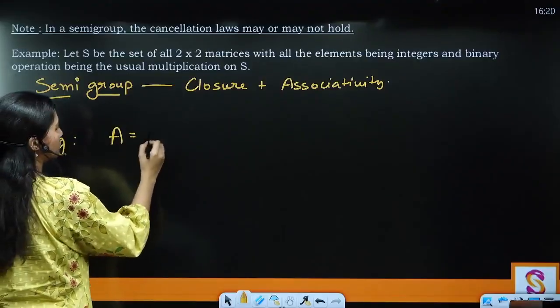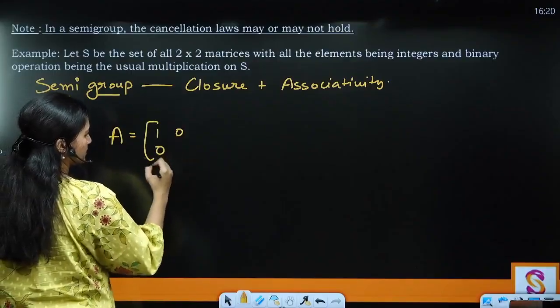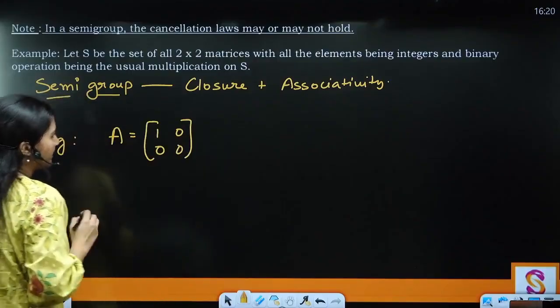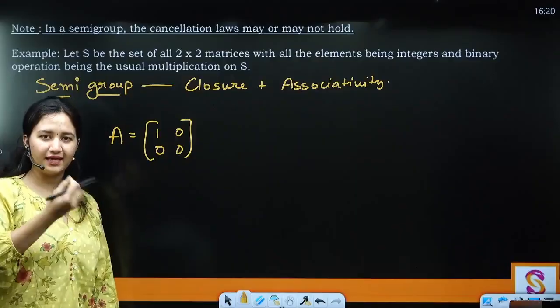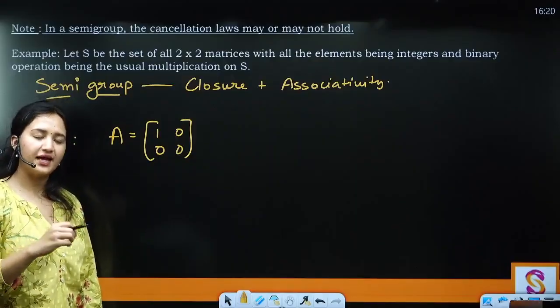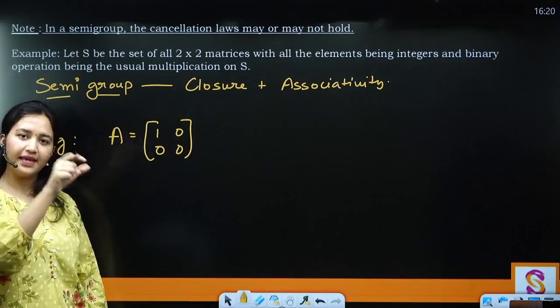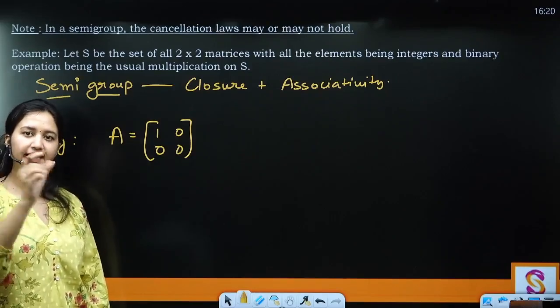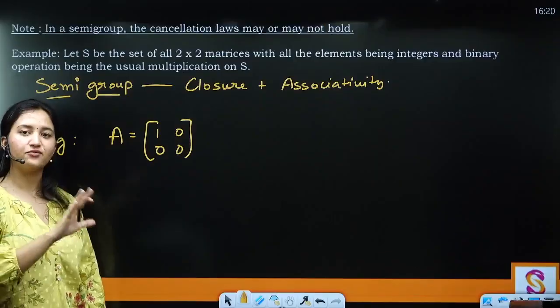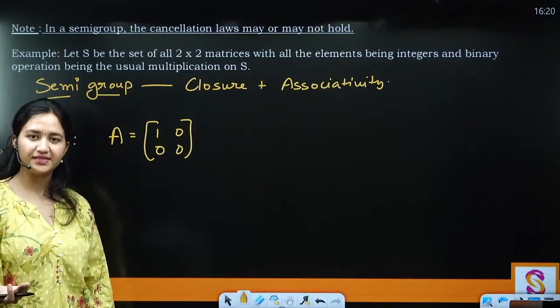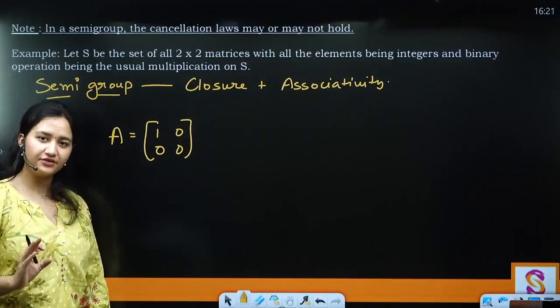Let's say A equals 1 0 0 0. I'm trying to take the values in such a manner that AB equals AC, and that equation is going to hold, but it won't prove that B equals C. Here B and C are going to have different values.